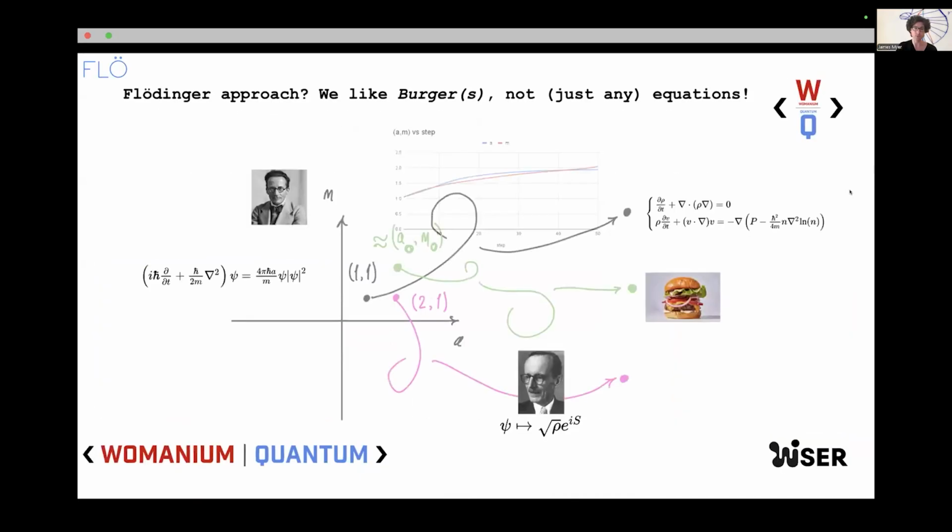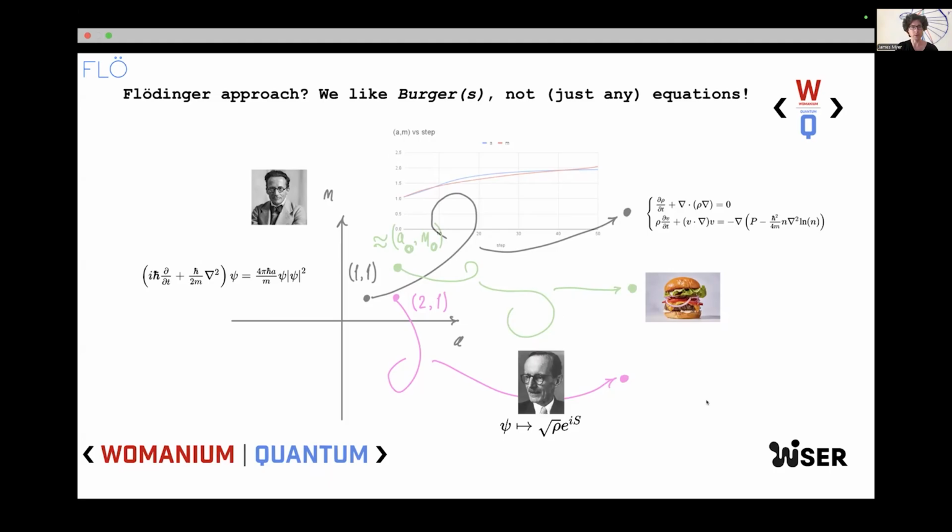Okay. So what is the Flodinger approach? Well, we like Burgers, not just any equations. And so what we do is we think of a Schrodinger equation as parametrized by two parameters, say A and M, a la Gross and Pitaevskii. And these two parameters can be varied in such a way so that when you perform the Madelung transform, you get closer and closer fluid flow problems to the original Burger's equation with its initial and boundary conditions. And so we just perform some sort of classical optimization using a loss function, kind of basic gradient descent. And we push these parameters toward the appropriate parameters to get the appropriate Burger's equation.